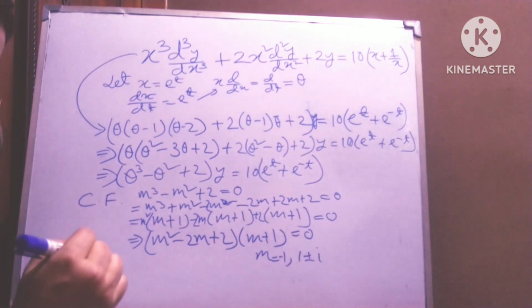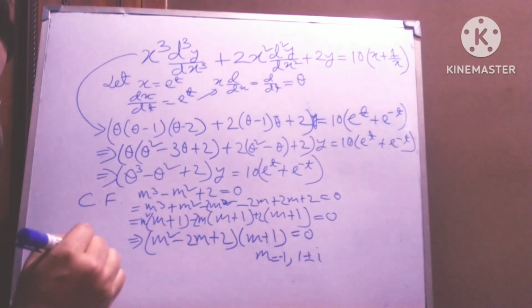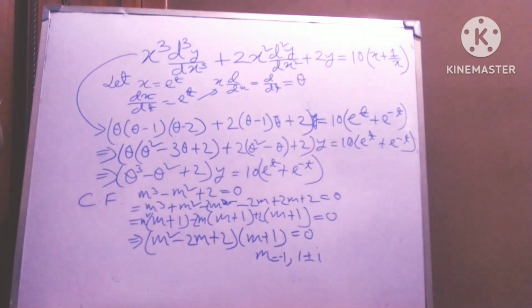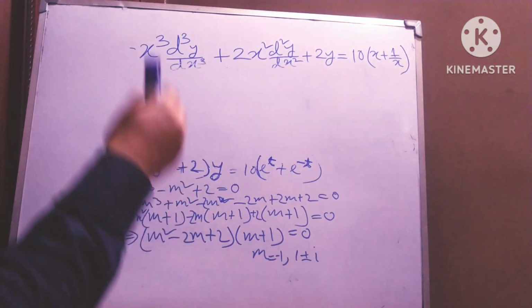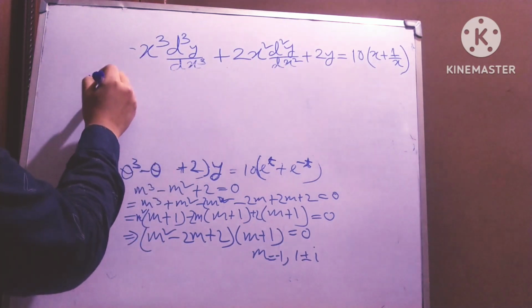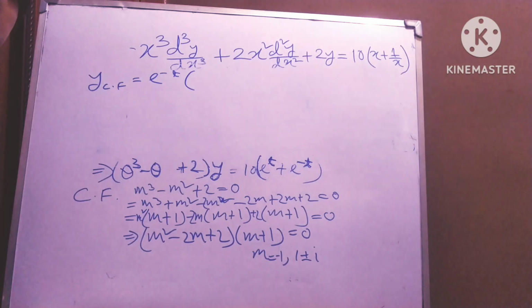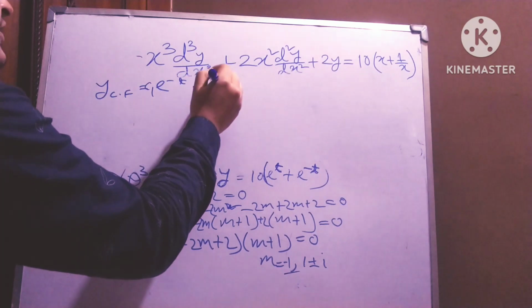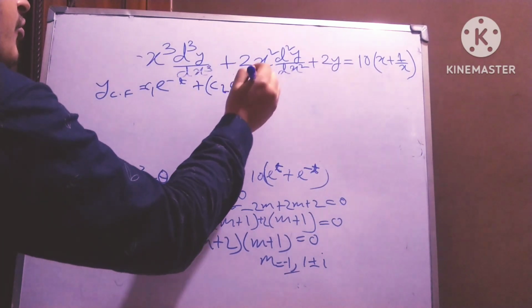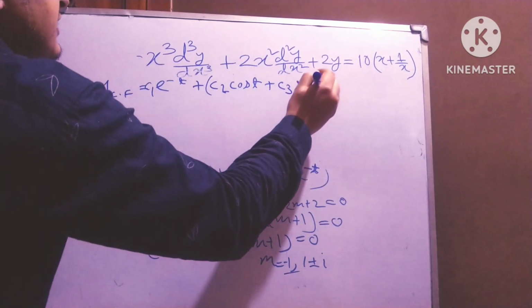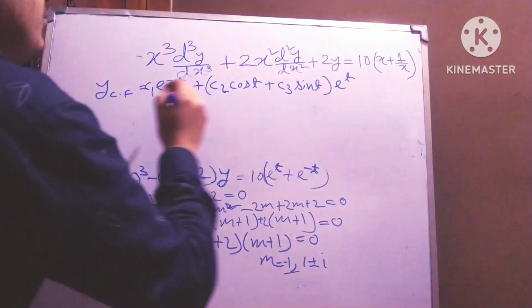That value I get. Okay, I hope it is clear for you. So friends, m square minus 2m plus 2, m equals to 1 plus minus i, so CF equal to y CF equals to C1 e to the power minus t, okay, because as m equals to minus 1, plus e to the power t into c2 cos t plus c3 sin t, as 1, so it is e to the power t. So this is my CF.